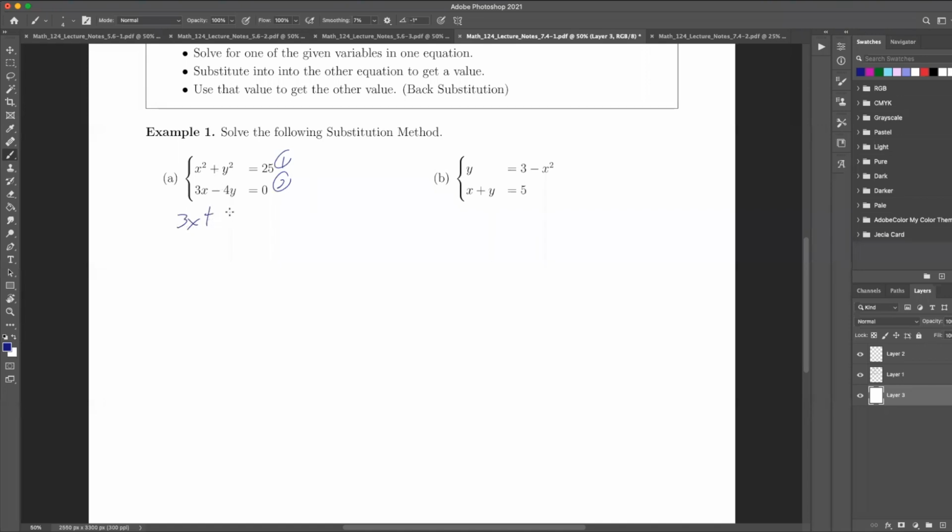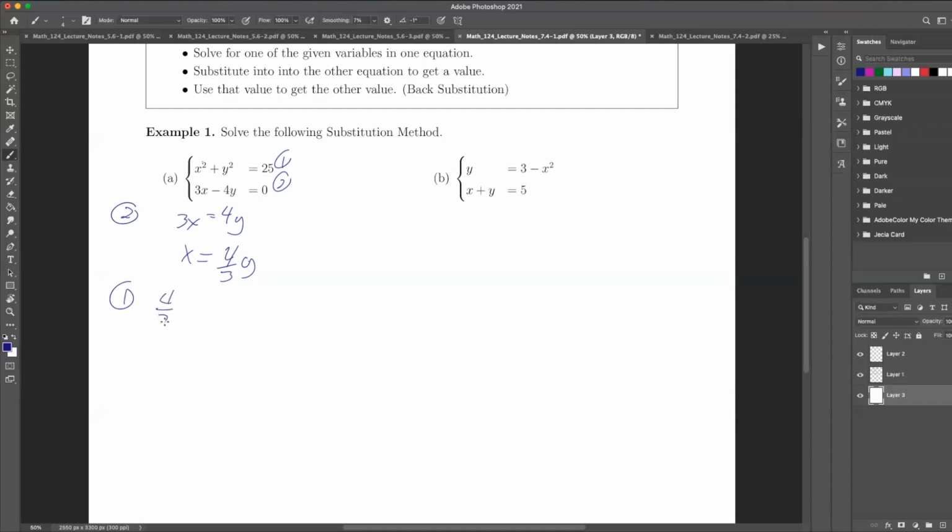So if I'm going to solve it, I move y over, and then I divide, so I get x equals 4/3 y. So I just solve this for x. Once I have this 4/3 y, I can plug it into equation 1. So here I took equation 2, solved for x. Now I'm going to take what I've learned and put it into equation 1.